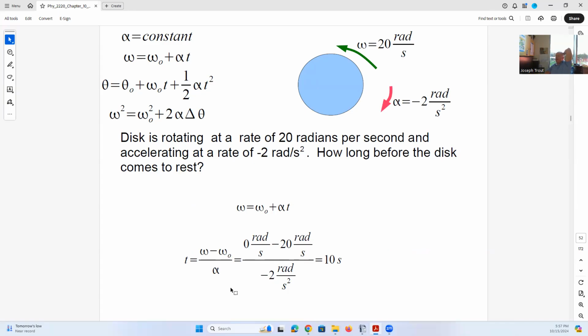So for example, let's say we had a disk that was rotating at a rate of 20 radians per second, and it was accelerating at -2 radians per second squared. How long before the disk comes to rest? All right, so our angular velocity is equal to our initial angular velocity plus alpha t, and we can solve for t. Our final velocity is 0, our initial velocity is 20, and our acceleration was -2 radians per second squared. So it took 10 seconds for this to slow down to a stop.